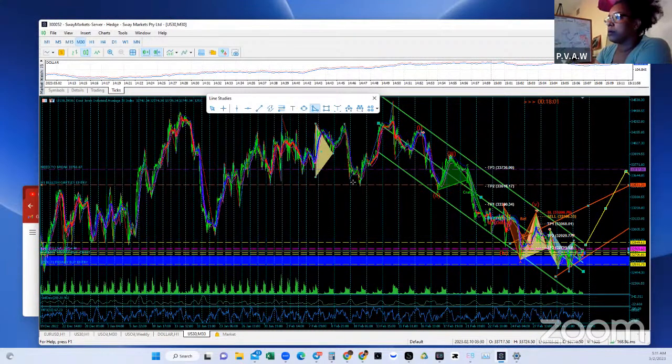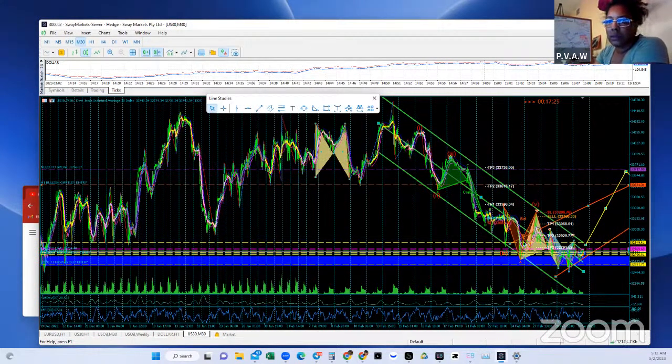Not letting me. Oh, I have to go from the bottom. So there's the bullish back that I was talking about. You get the point, right? So that's the bullish back. That's actually a bullish back.